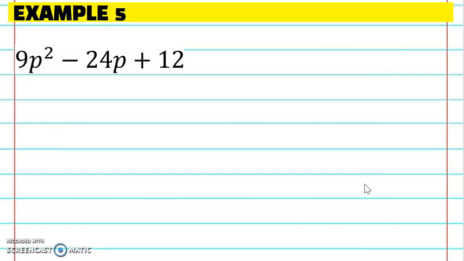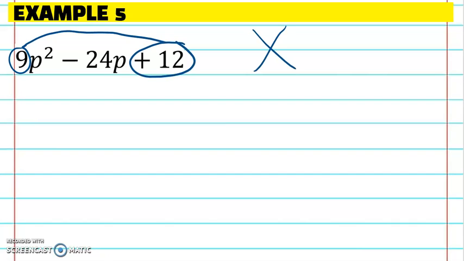9p squared minus 24p plus 12. Okay, so the first thing is always going to be create the product sum puzzle. So we multiply our two ends, 9 times 12, we get 108, and the middle term is going to be our sum, right? So then right here, woo, those are big numbers. Guys, use the calculator if you need to find what two numbers multiply to 108 but add to negative 24.